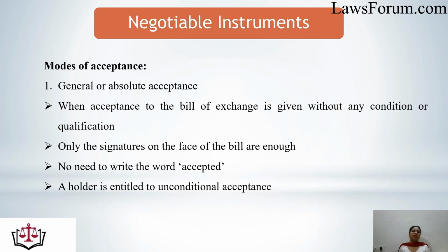Now, what are the modes of acceptance of a bill of exchange? The first one is the general or absolute acceptance. That means when the acceptance to a bill of exchange is given without any condition or qualification. No condition is attached, just the signature is put down on the face of the bill. That makes a valid acceptance, and this type of acceptance is known as the general or absolute acceptance.